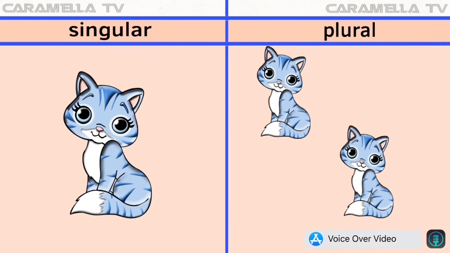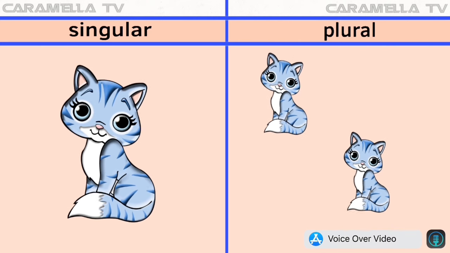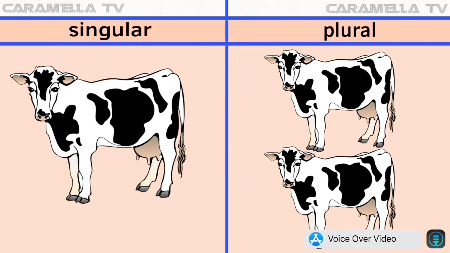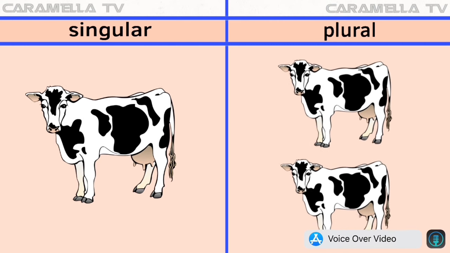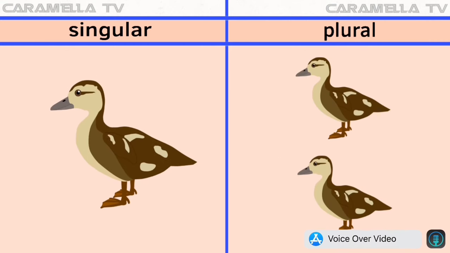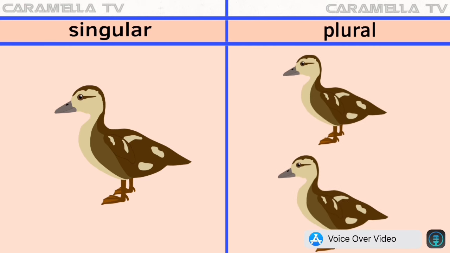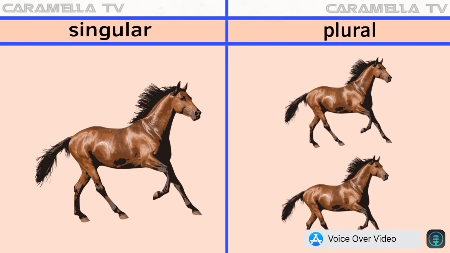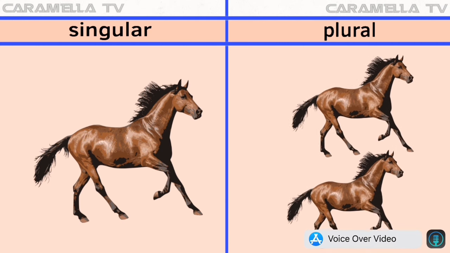Cat, one cat. Cats, two cats. Cow, one cow. Cows, two cows. Duck, one duck. Ducks, two ducks. Horse, one horse. Horses, two horses.